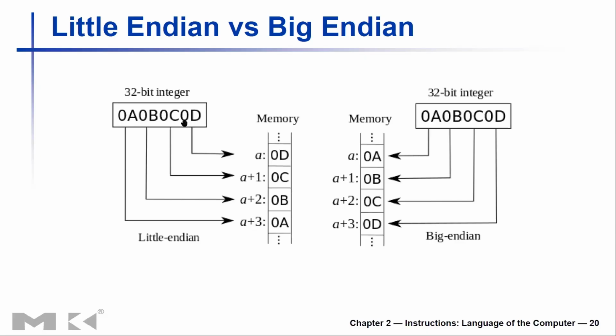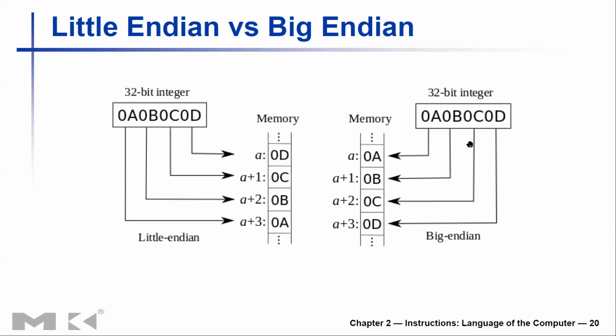Now with little endian, you are storing the 0D byte at address A. That is because the least significant byte is stored at the least address. 0C is the first byte, if you call this the 0th byte. 0C is stored at the A plus 1 location, and 0B is stored at the A plus 2 location. 0A is stored at the A plus 3 location. So this is how you store words in memory with little endian notation.